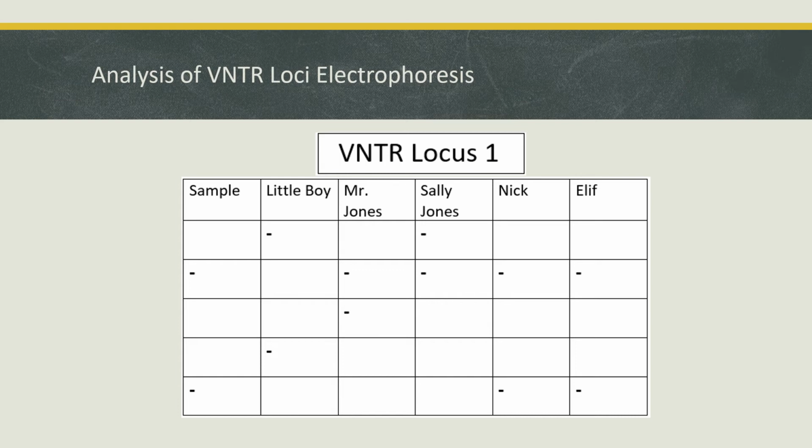On screen now are the results of the gel electrophoresis for each of the individuals and the sample taken from the scene for the first VNTR locus. From the jump, we can tell that the sample could not have been from Little Boy because his two spots in the gel do not match up with that of the sample, showing that he does not share the same alleles. The same is true for Mr. Jones, who shares one allele at this locus in common with the sample, but his other allele does not match the sample's second allele. And again, the same can be said for Sally Jones, who shares one allele with the sample but not the other, thus eliminating her as a suspect.